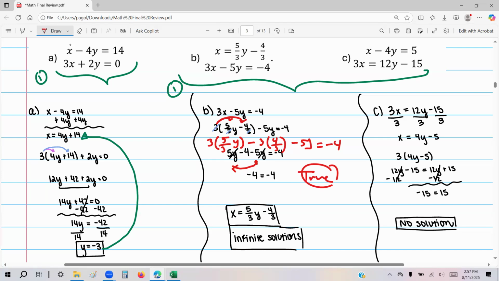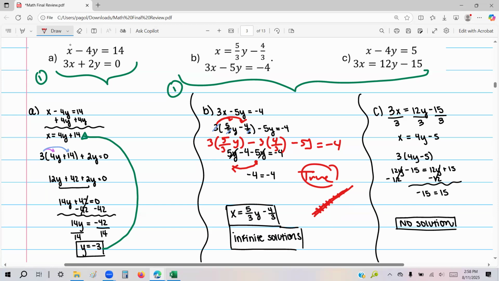It's a true statement. True means you have infinite solutions. It means the two lines you have, they are the same line. So you have infinitely many intersections. Here, here, here, here, here. So you have infinite solutions because they're the same line.